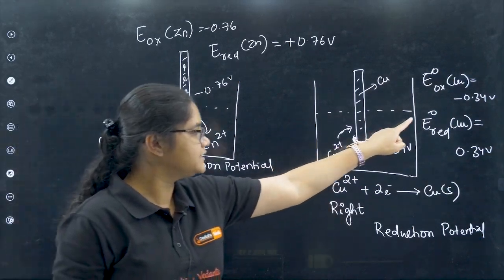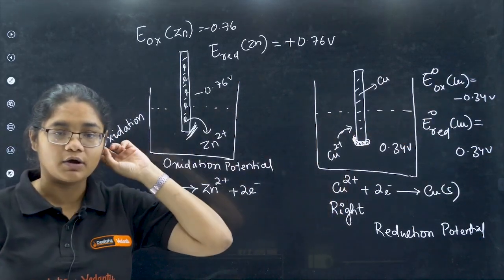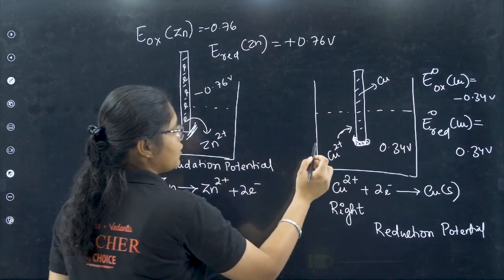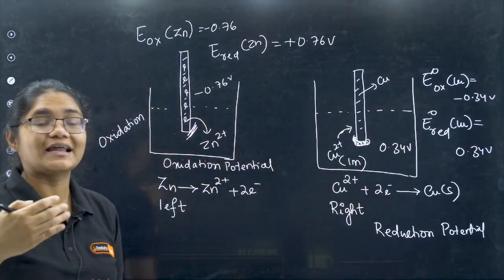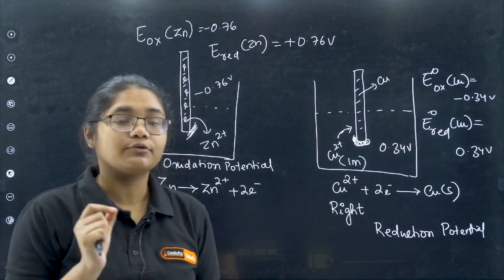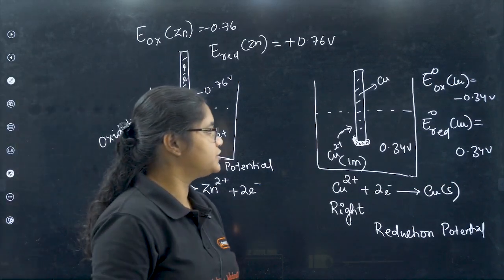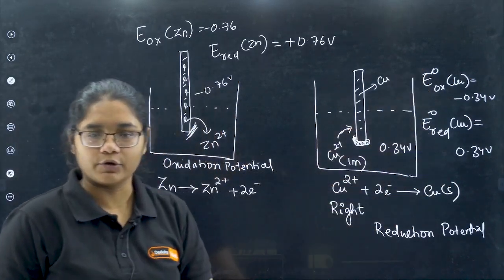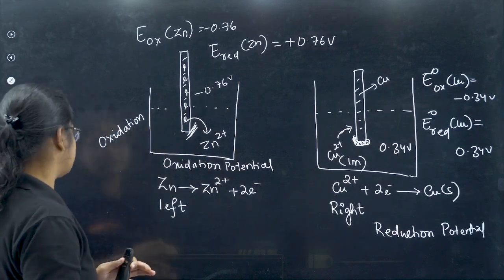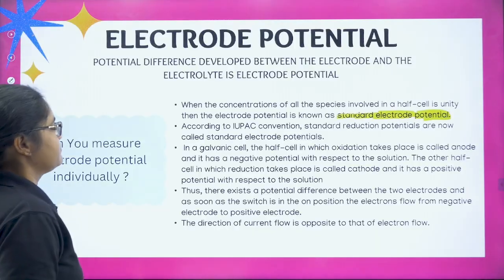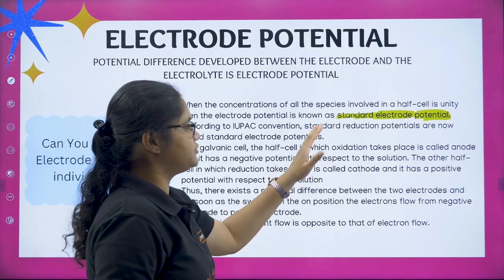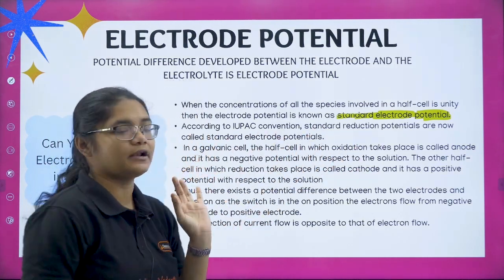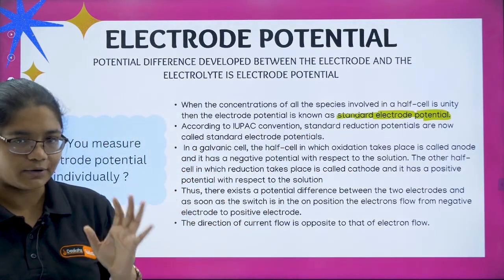Now what does this zero denote? Just now we talked about how, if the solution concentration is 1 molar, then the electrode potential is called the standard electrode potential, and to represent it we use the naught symbol. Standard reduction potential we will talk about after some time. According to the IUPAC convention, standard reduction potentials are now called standard electrode potentials.